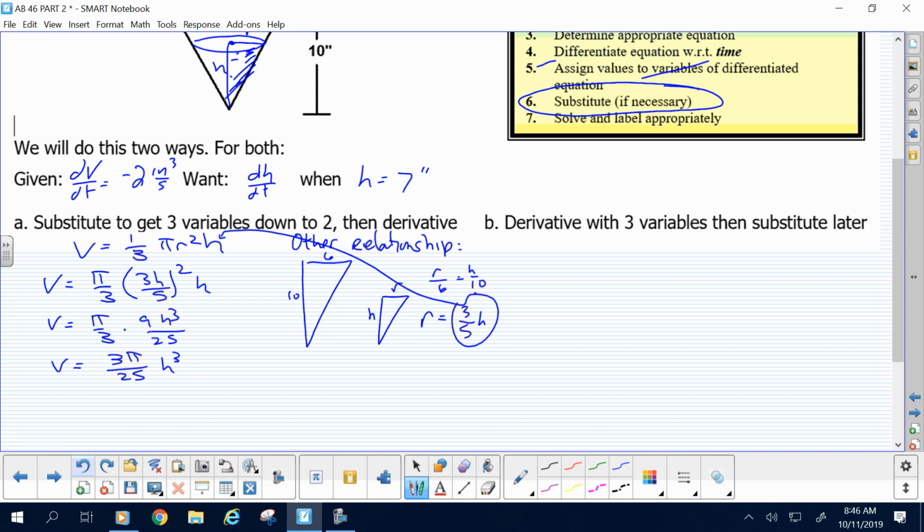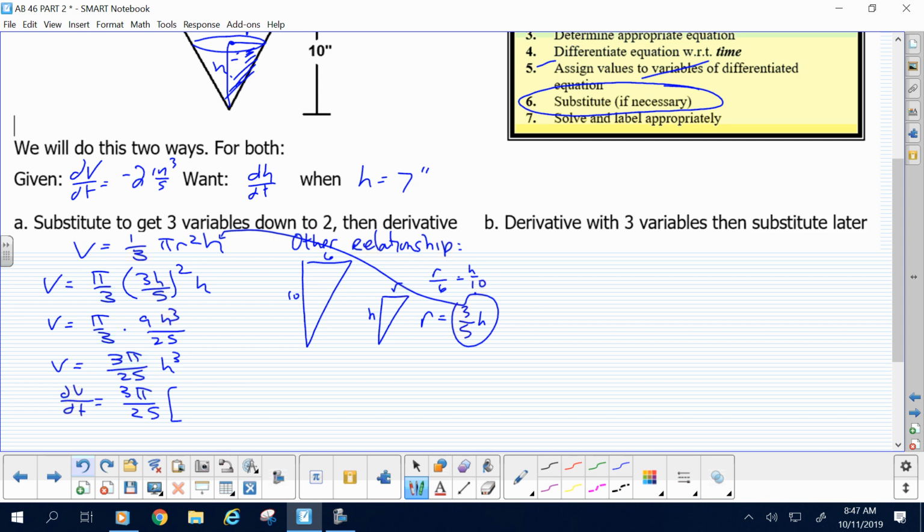Am I done? Do I circle it? No. Now we take the derivative with respect to T. It's how things change with time. So differentiate with respect to time. What's the derivative of V with respect to T? dV/dt. When I take the derivative, do I need to do the product rule over there? Or no, that's just a coefficient. I can just stick it up front. It's a coefficient, 3 pi over 25. And I just focus on taking the derivative of H cubed with respect to time. What's that?